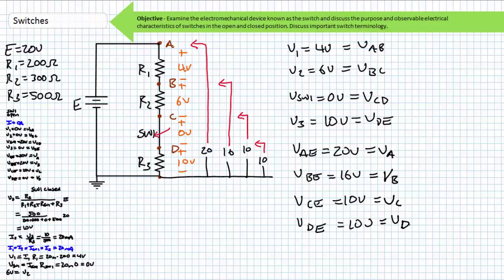The point is, again, that voltage is a 2-point measurement, and you have to be clear which 2 points you're talking about. Although the voltage on one side of this switch is 10 volts above ground, the voltage on the other side of the switch is also 10 volts above ground. There is no differential between them, and the voltage differential across the closed switch is 0 volts.